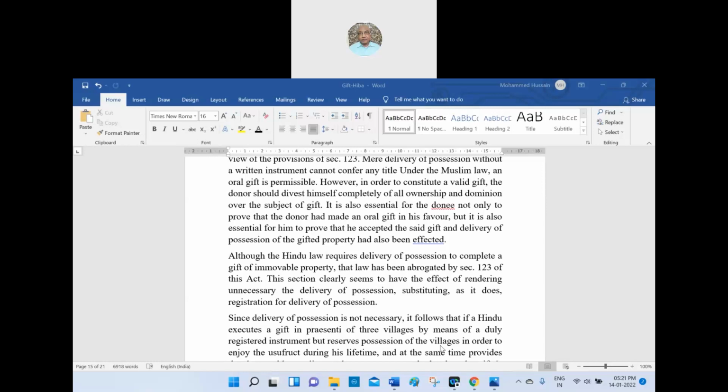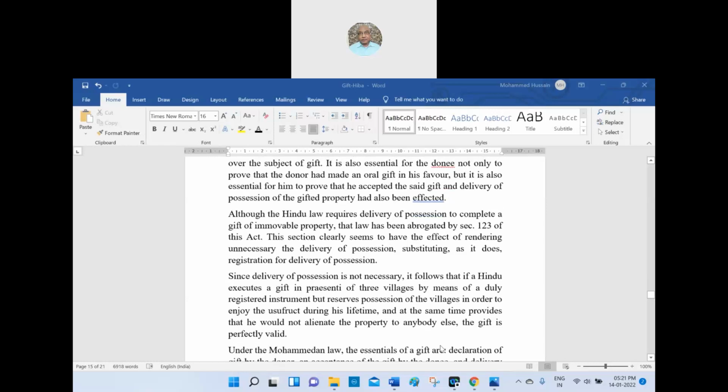This section clearly seems to have the effect of rendering the delivery of possession unnecessary, substituting registration for delivery of possession. Both the things are essential. What are the both things that are essential for the immovable property? Possession is important, sir. Delivery of subject matter. Delivery, registration, sir. Registration, both are necessary. Delivering the possession of the property to the donee, plus putting it in writing, the registration deed.